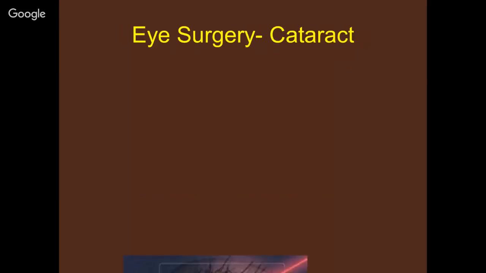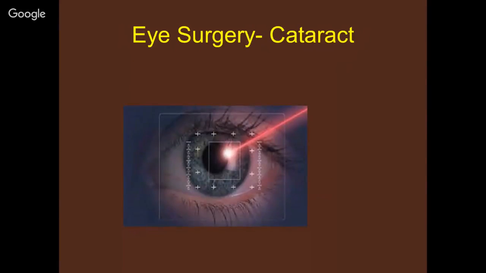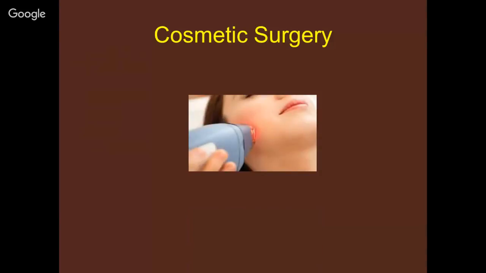Not only that, laser is used in eye surgery also, where sometimes the retina may be detached. The eye specialist makes use of a laser beam and attaches the detached retina. In order to remove cataract also, they make use of laser. It is used in cosmetics, where unwanted acne can be removed, or even unwanted growth of hair in the facial portion can be removed using a laser beam.